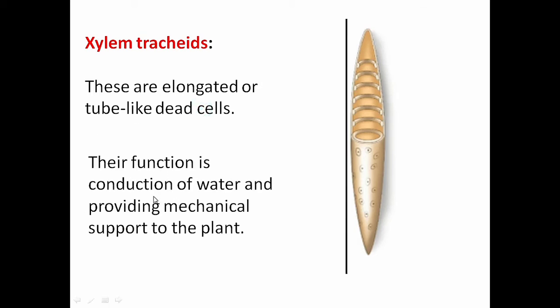Their function is conduction of water and providing mechanical support to the plant. The tracheids transport water and give mechanical support. What is the meaning of mechanical support? The tracheids have thick walls. They give strength and support to the plants.